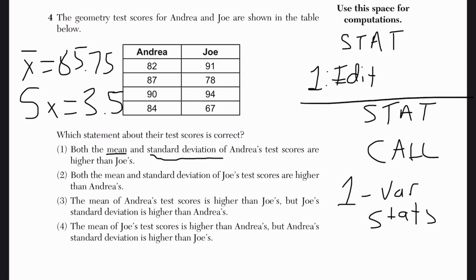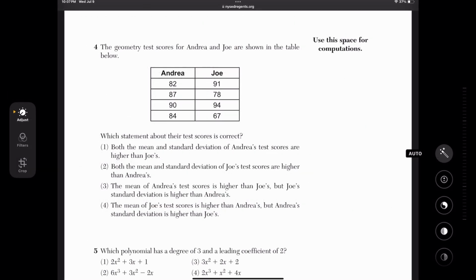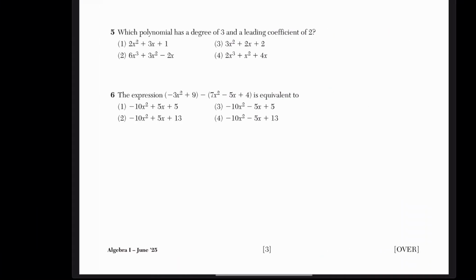So his average was 82.5, and his standard deviation is about 12.4. I rounded it off. So you can clearly see that the mean of Andrea's test score is higher, but Joe's standard deviation is higher. There you go. Again, I probably could have figured that out without a calculator because his scores are way spread out, but just to be safe, we have the time. Let's go for it.